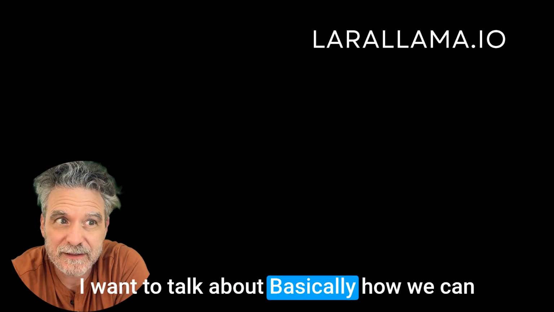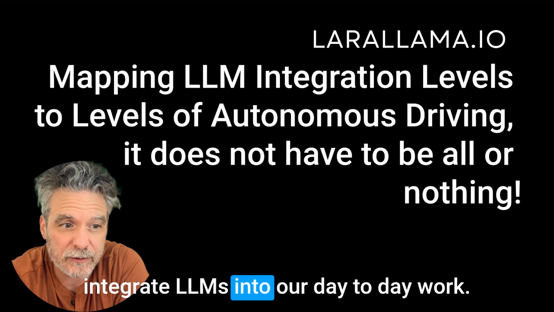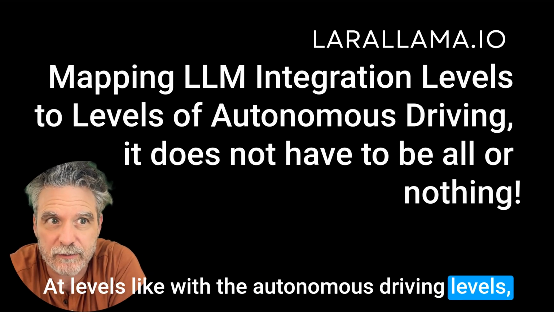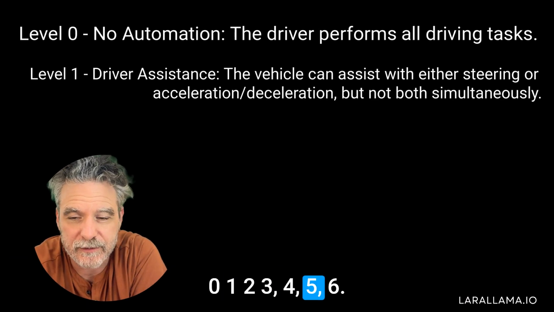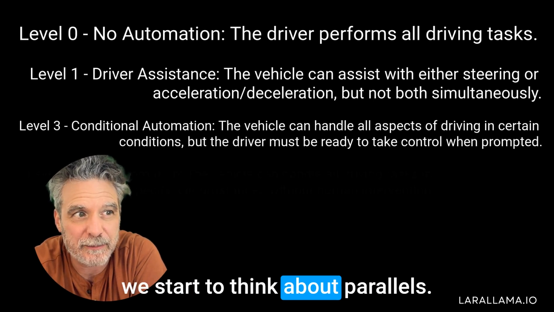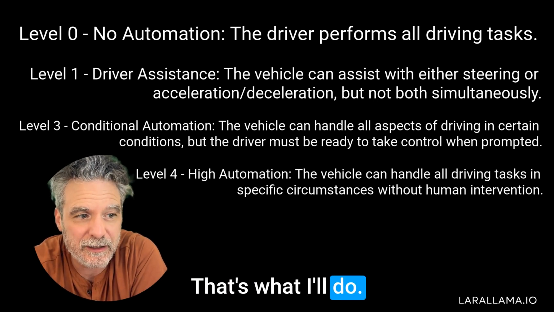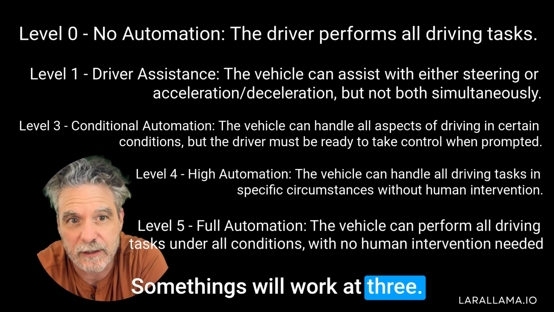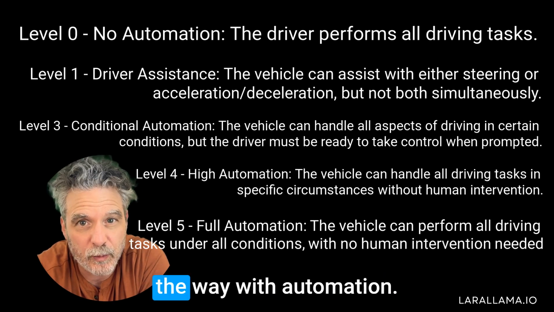I want to talk about basically how we can integrate LLMs into our day-to-day work at levels, like with autonomous driving: level 0, 1, 2, 3, 4, 5. If we look at all those levels and start to think about parallels, we can see that some things will work at 0, some things will work at 3, and some things will work all the way with automation.